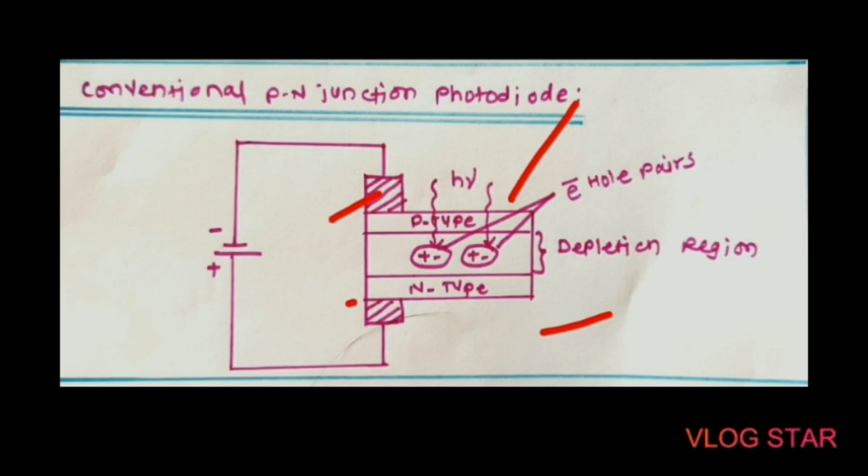The width of this depletion region can be increased by increasing the reverse bias. As we know, in reverse bias mode, we connect the positive terminal of the battery to the N region and the negative terminal of the battery to the P region. This upper P layer is made thin so that the maximum light rays can reach the depletion region. So I think this construction is clear to you.